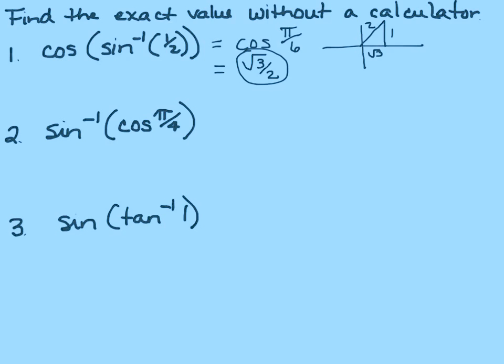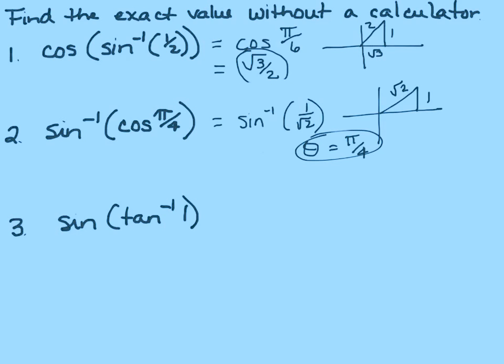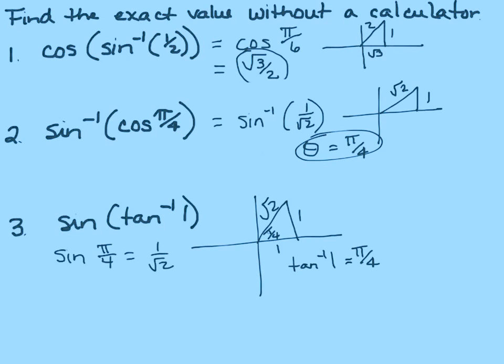Next, the cosine of pi over 4 is going to equal 1 over the square root of 2. And then when we take inverse sine, 1 over square root 2. Again, that's going to be first quadrant, and the angle will be pi over 4. Inverse tan 1, again, that's going to be 45 degrees, or pi over 4. And so when we take the sine of pi over 4, we can use the same triangle. We get the square root of 2 over 2.